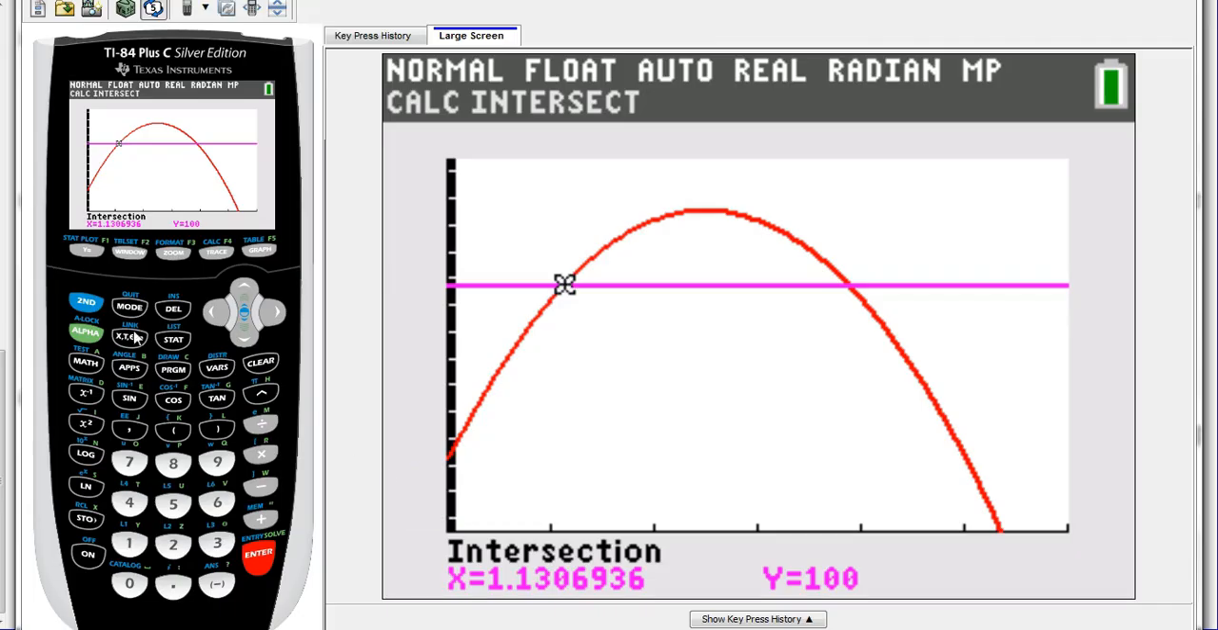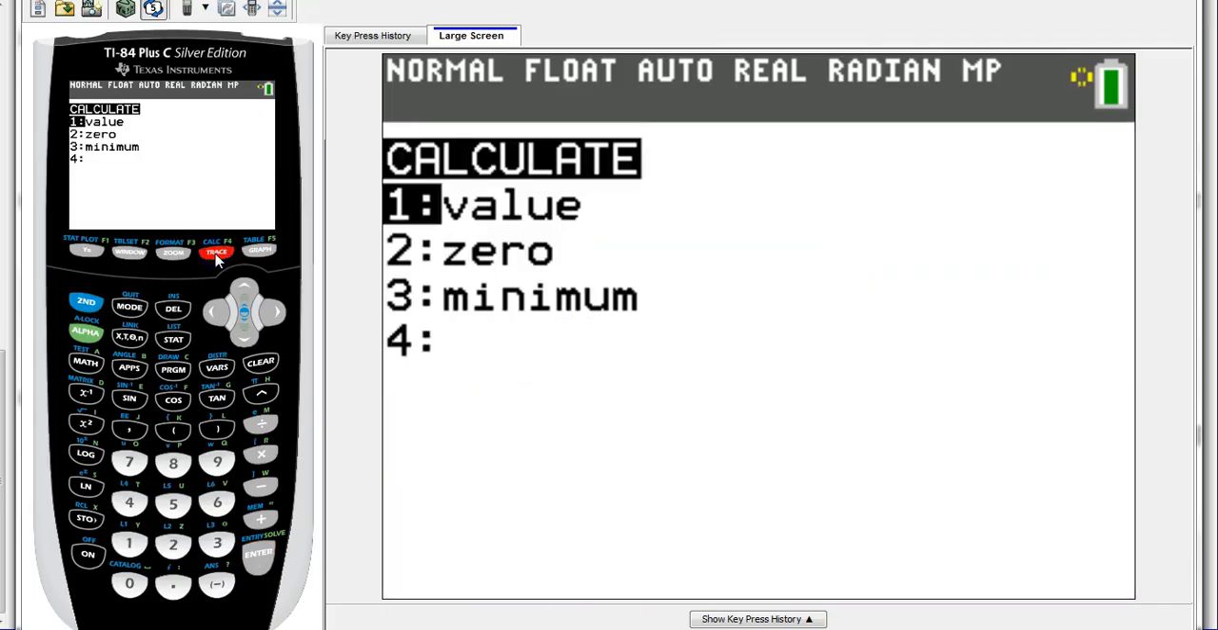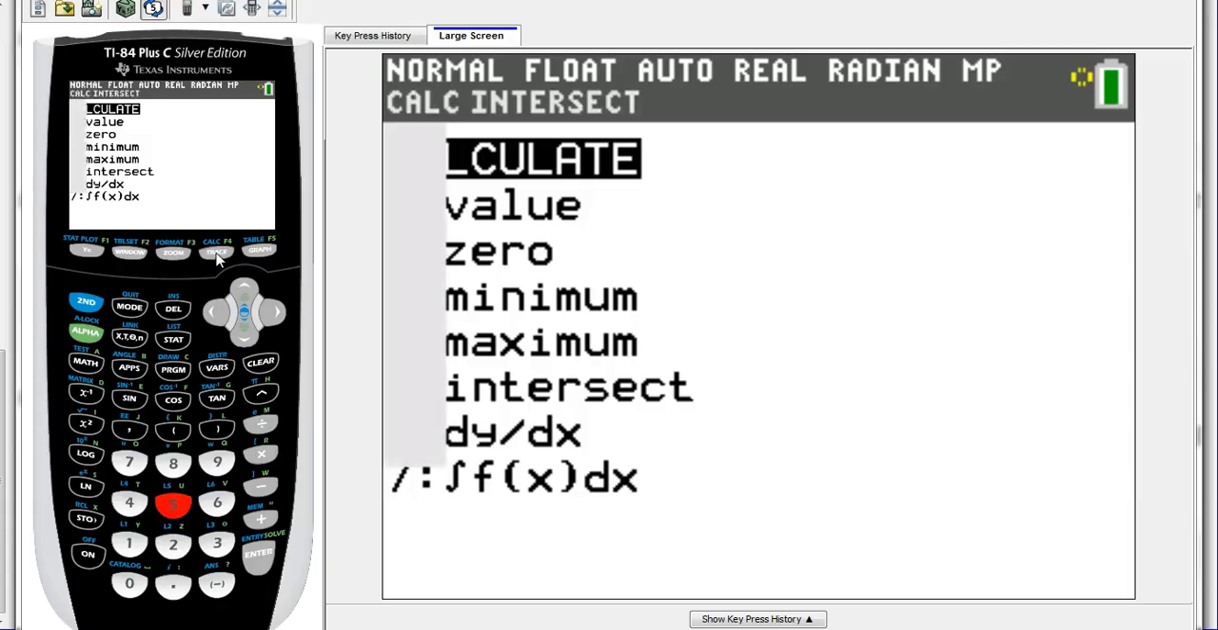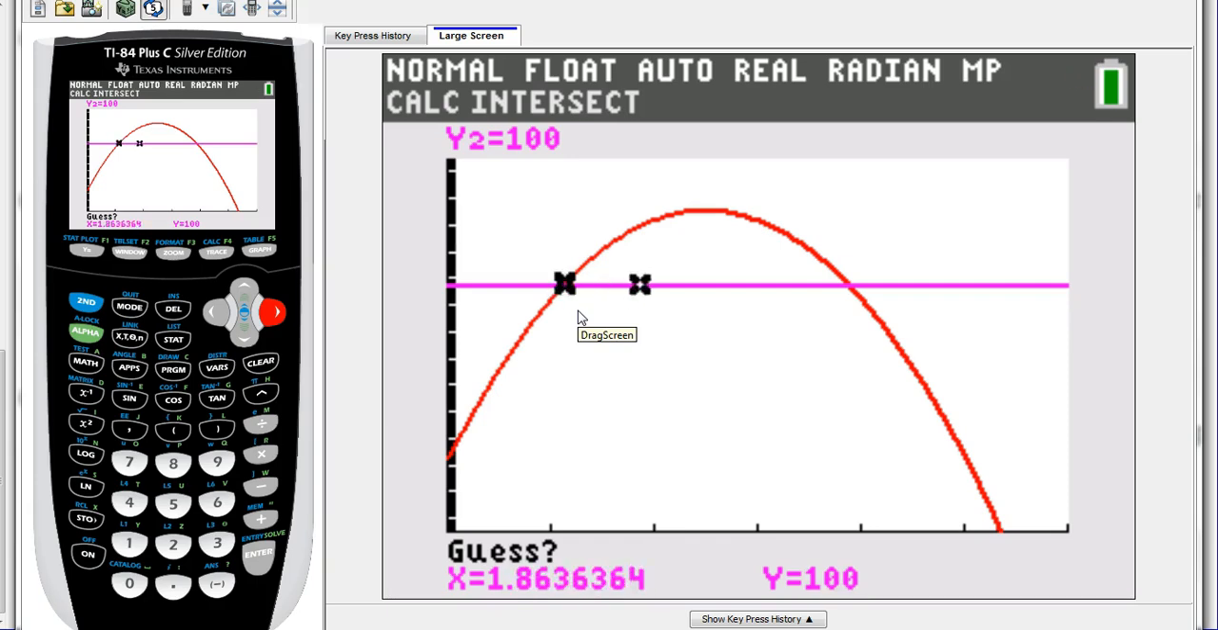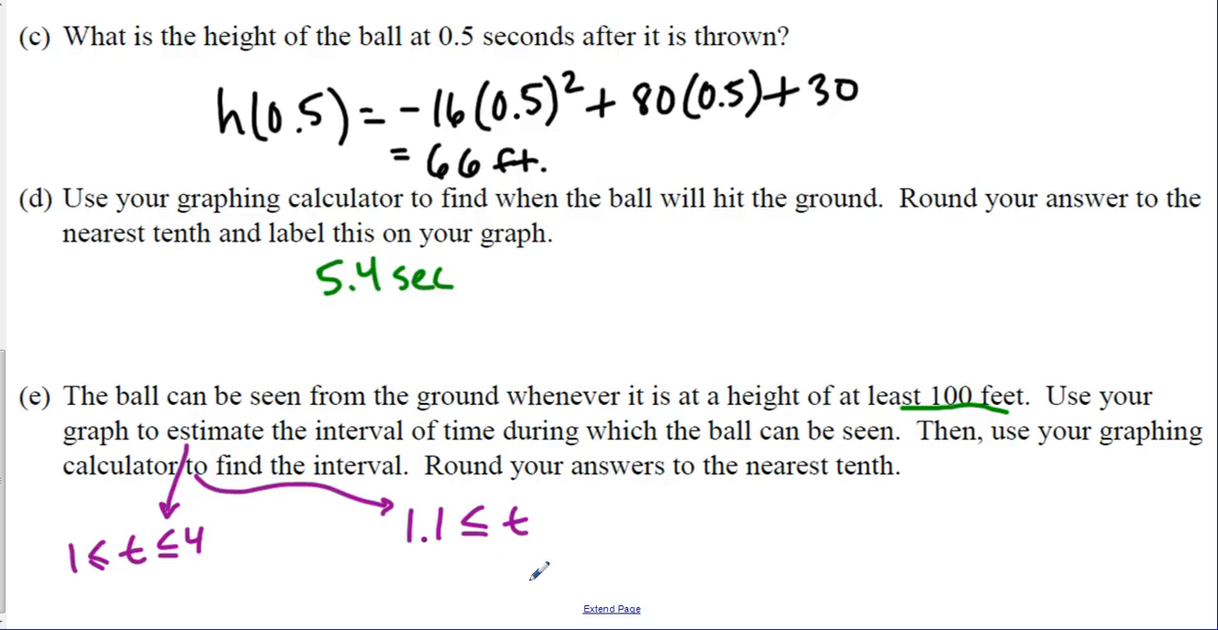And then repeat that process. So second calc intersect, which is choice 5. First curve, enter. Second curve, enter. But don't hit enter on guess here. Your guess, you want to slide over, and you can move it to the right by using your cursor. I'm using my right arrow, just moving that right arrow to get it somewhat close to my guess, which I thought was around 4-ish, and hit enter. And it turns out it's like 3.9. So my guesses were in the ballpark there.